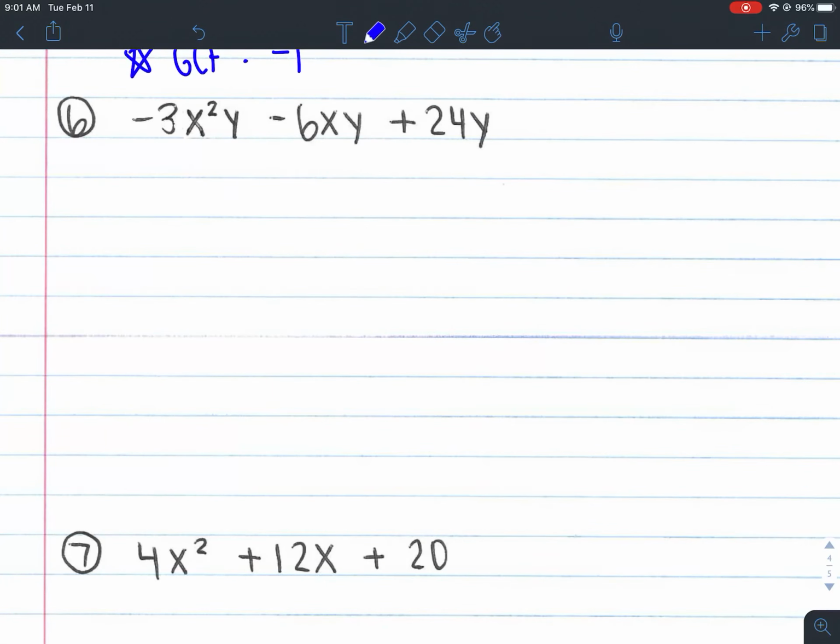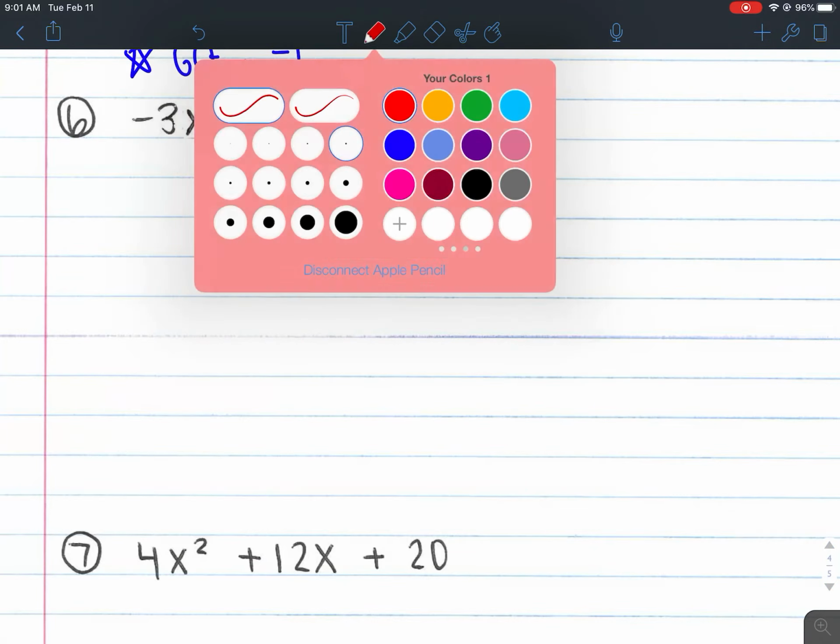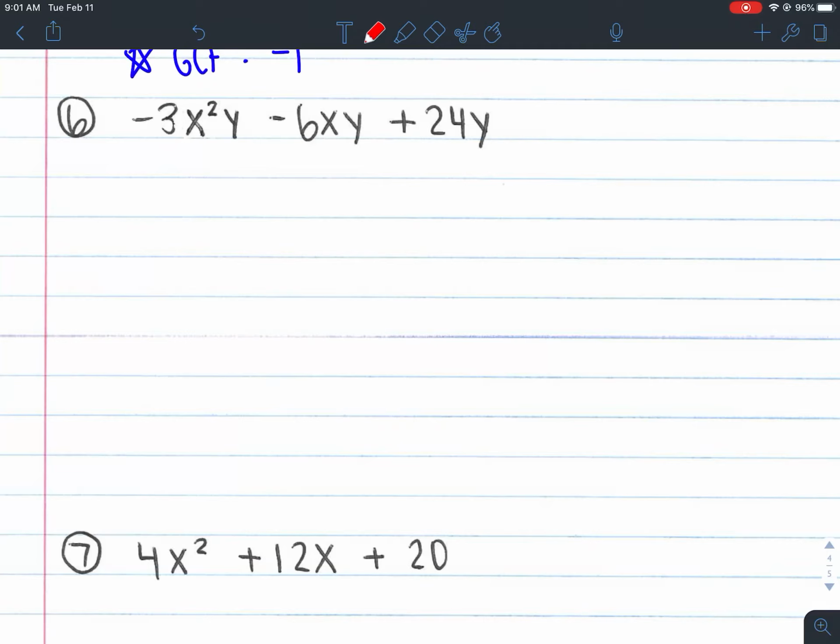Negative 3x squared y minus 6xy plus 24y. First thing you check for, you make sure it's in standard form. It is. The next thing you want to look at is, do I have a GCF I can take out other than 1? And I can. The largest number I can take out is positive 3. But what do you notice about that first term? It's negative. So I need to be taking out a negative 3.